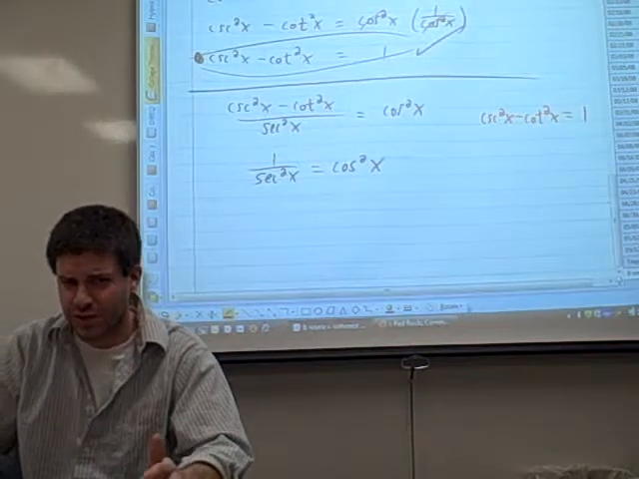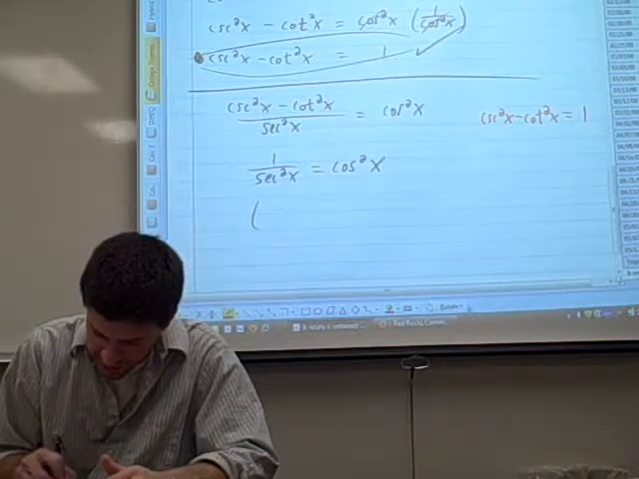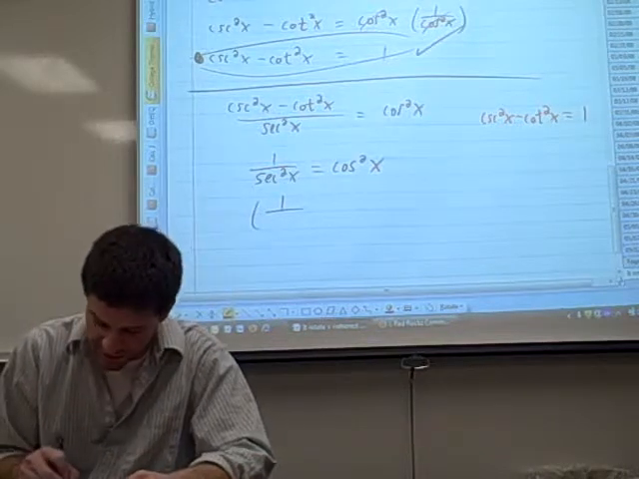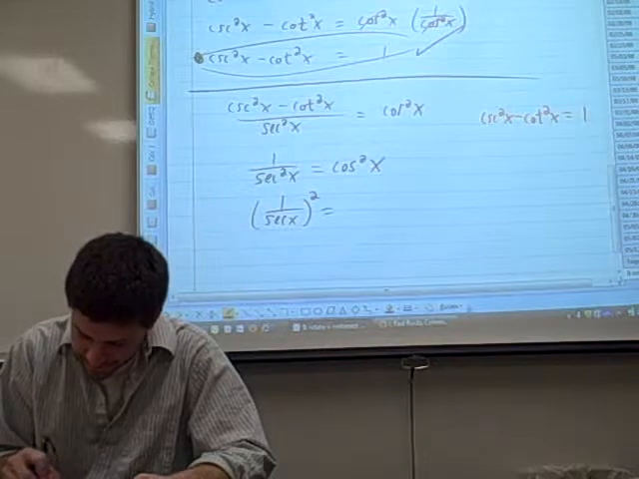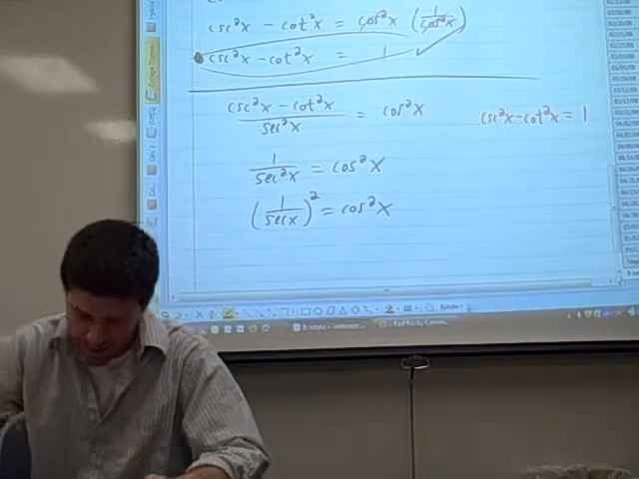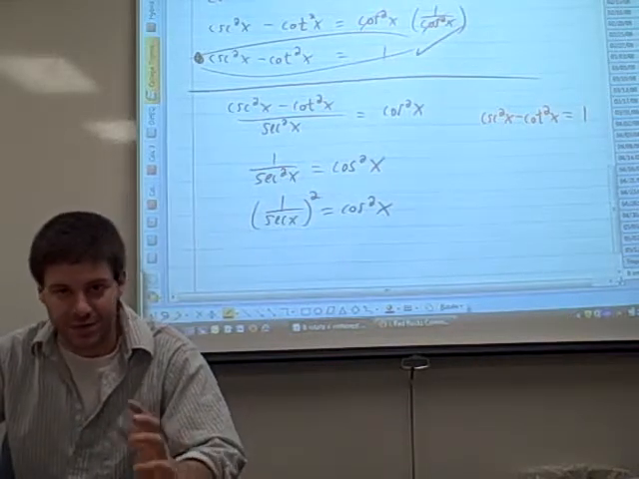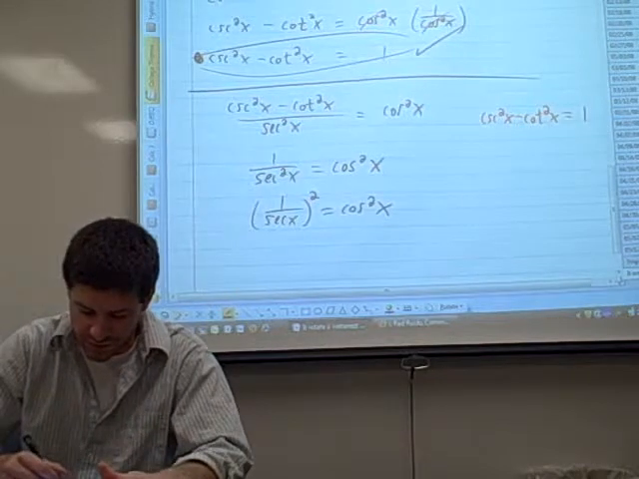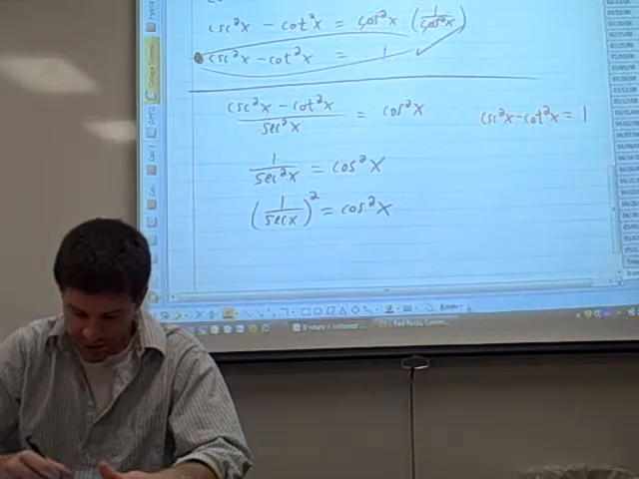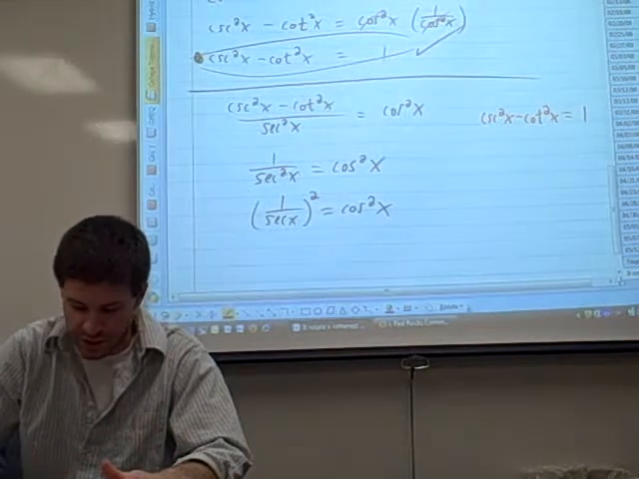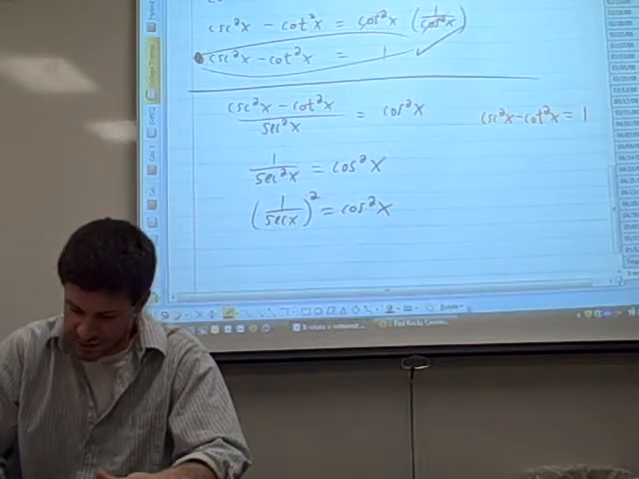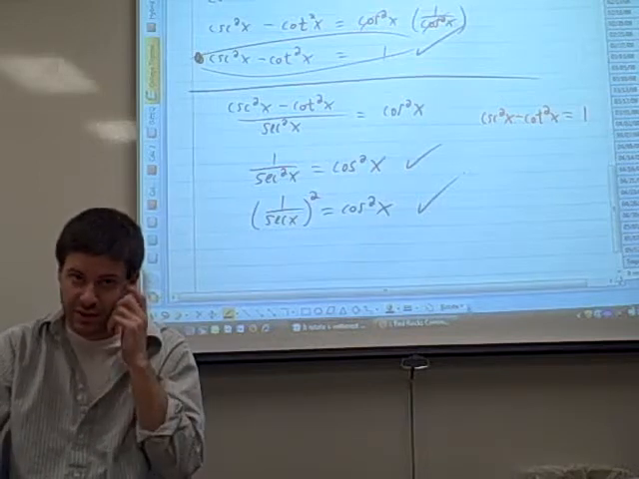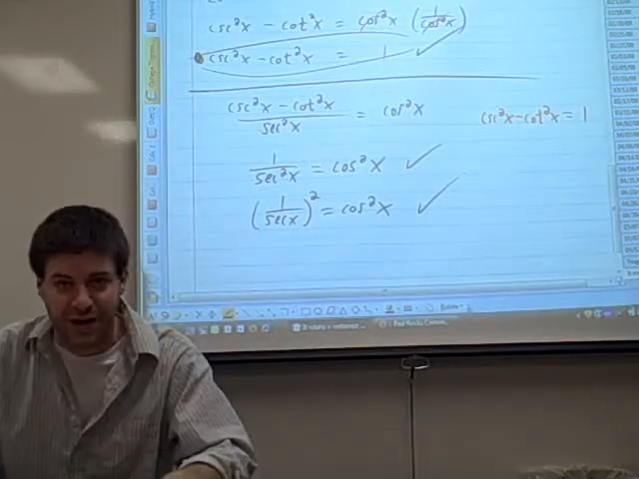If it's not clear right away why that's true, you could always write the left-hand side like this. Left-hand side we can write as a big parenthesis squared. Of course, 1 squared is just 1. Secant squared is just secant squared. And now maybe it's a little bit more clear why this is the case. So either way, put a check mark on either of those lines and you're finished.